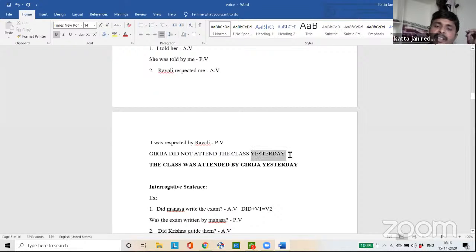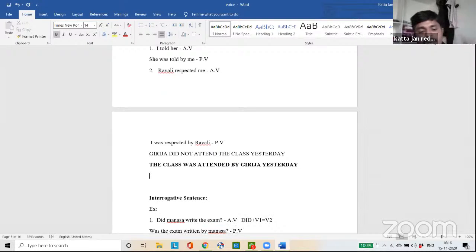If this is given in the initial position, we write it there. No problem. In the examination too, they will give it either in the initial position, the end position, or in the middle. If it is given in the middle, we use it in the same place in the passive voice. Okay, this is the passive voice sentence. Let me give you one more.